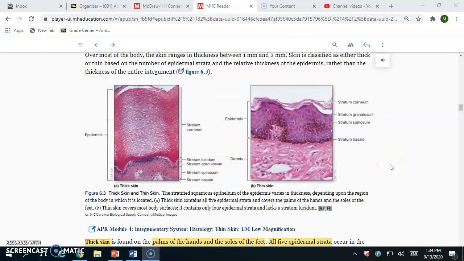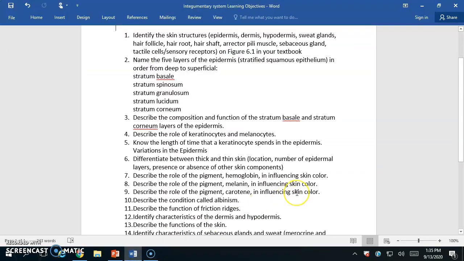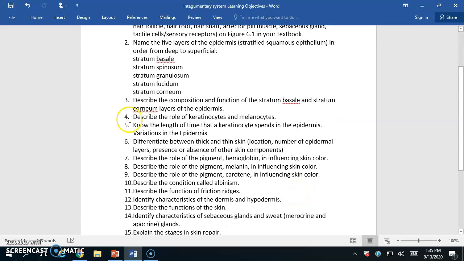All right, A and P1 students, we're going to continue talking about the integumentary system. I'm going to go to our learning objectives. So remember where we're at right now. We're going to talk about the variations in the epidermis. So we're kind of still talking about the epidermis.